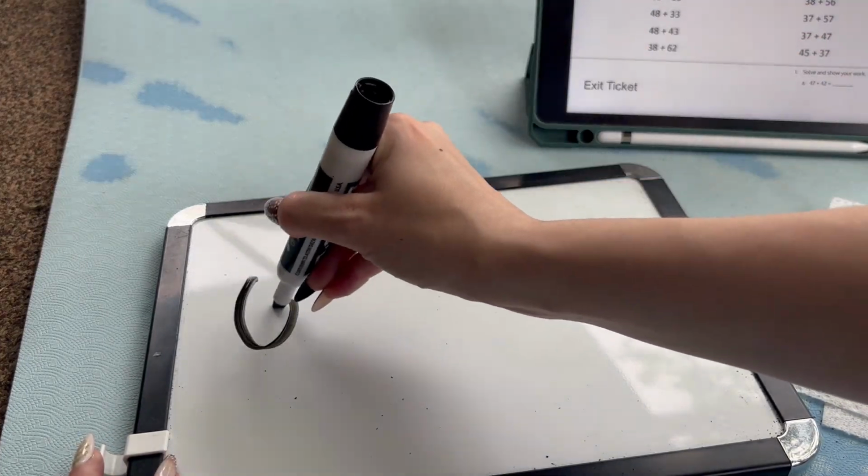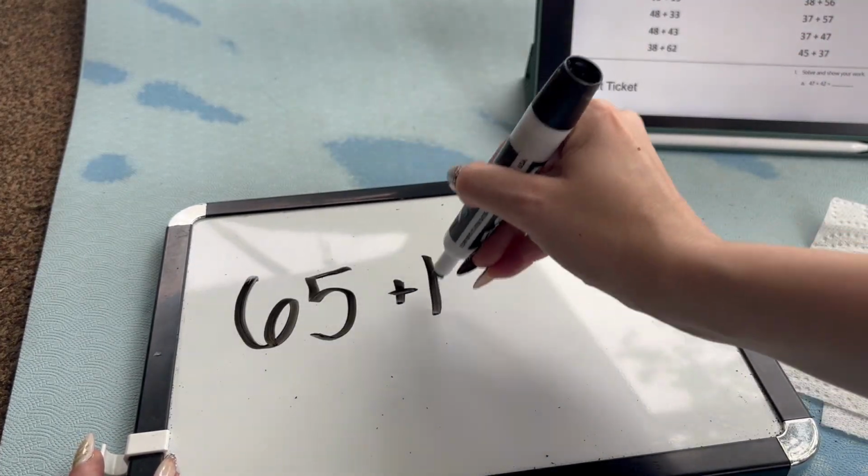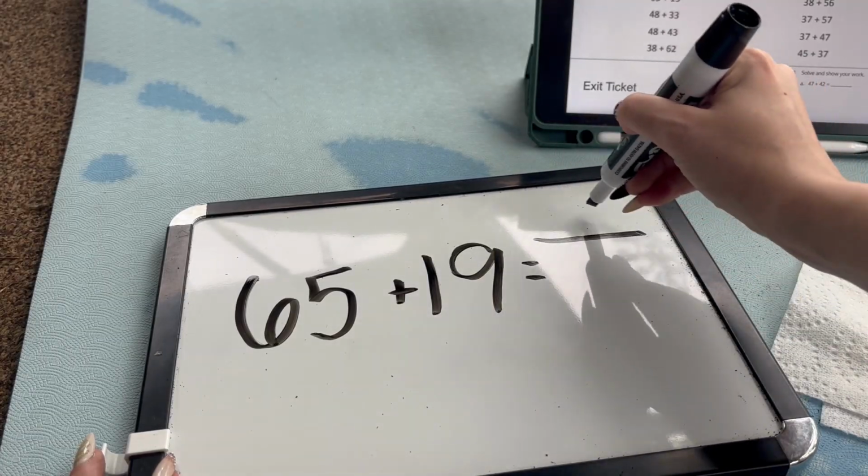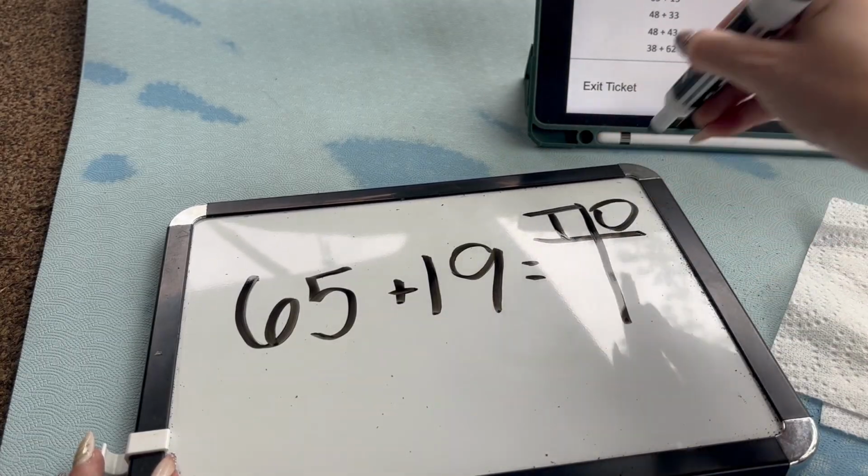Okay. Now I'm going to do a couple where you can pause. So this first one is going to be 65 plus 19. If you would like to pause, go ahead and pause.